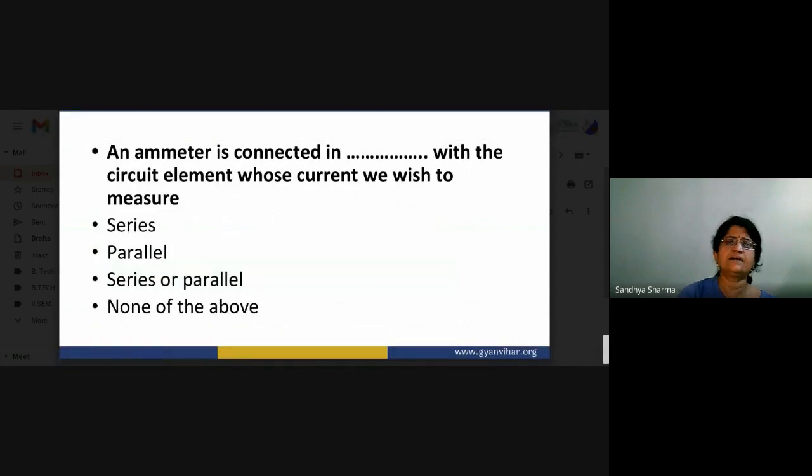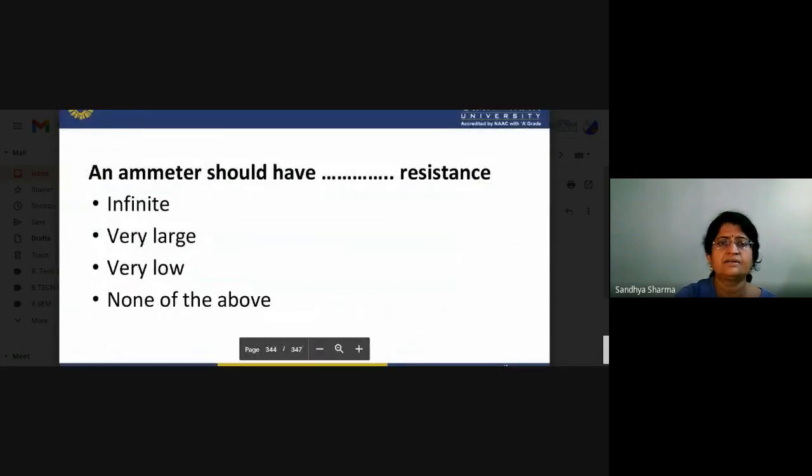You can see how we can connect the ammeter in series or parallel. You have to know how the ammeter is connected in the circuitry. Again, the internal resistance of an ammeter should be either very high or very low. You have to know about it. That is a very basic question which we have to discuss in our lecture, so you just have to remember this one.